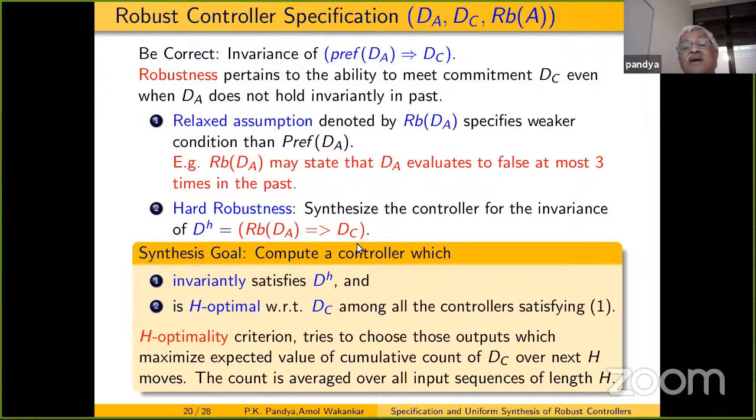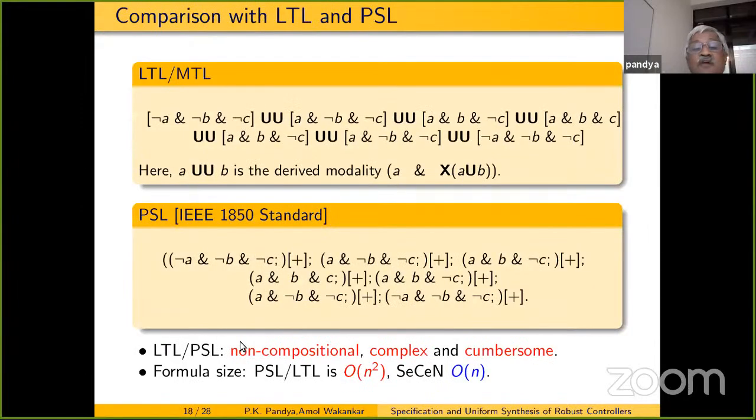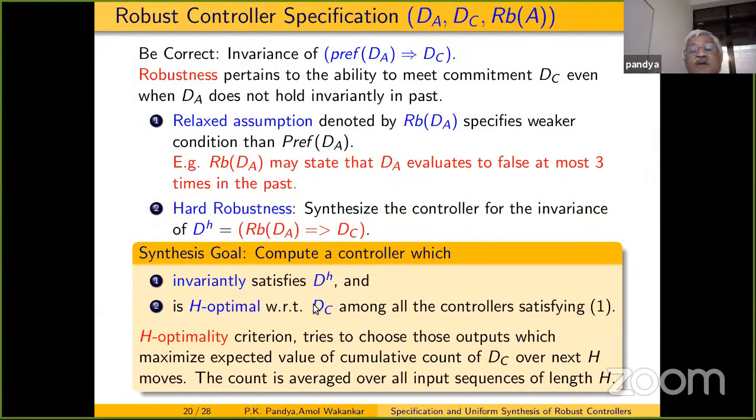Try to maximize the relative frequency of DC holding, and we try to do this in what is called the H-optimal fashion. So I don't think I'll have time to go into this theory, but basically the H-optimality criterion tries to maximize the frequency of occurrence of DC in the cases where the relaxed assumption does not hold. The way we do this is, if you know Markov decision processes, there are these receding horizon controllers. We use a horizon value H and we try to explore, for different inputs, which outputs we can give such that DC holds.